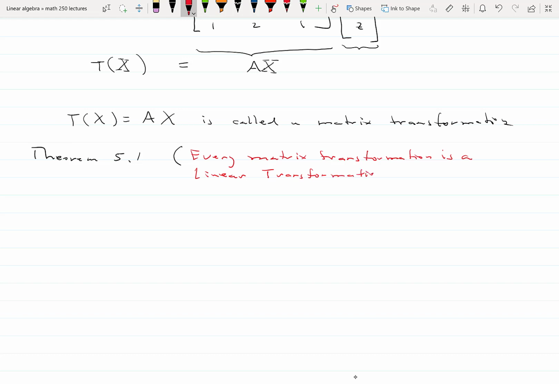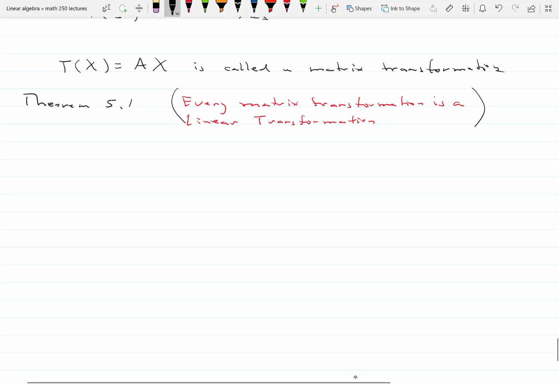I'd like to be able to go backwards too. I'd like to be able to go backwards and say every linear transformation is a matrix transformation. It turns out I can almost go backwards. That turns out to be the hardest point. The hardest part about linear transformations for us is the going backwards part. We'll talk much more about that. Let's not bite off too much.